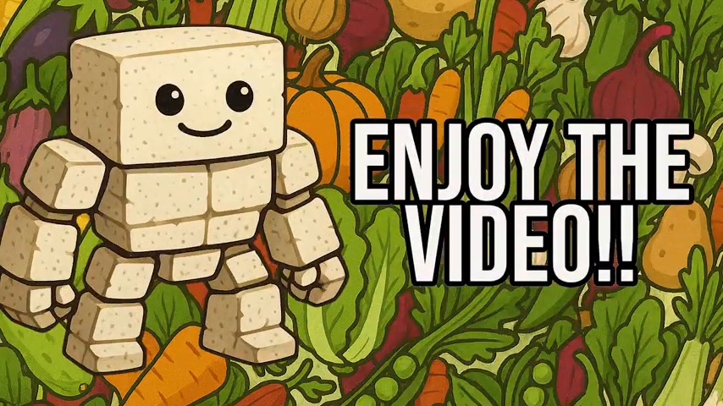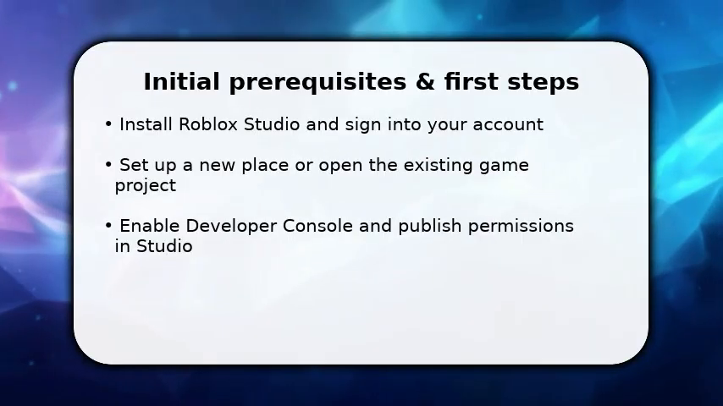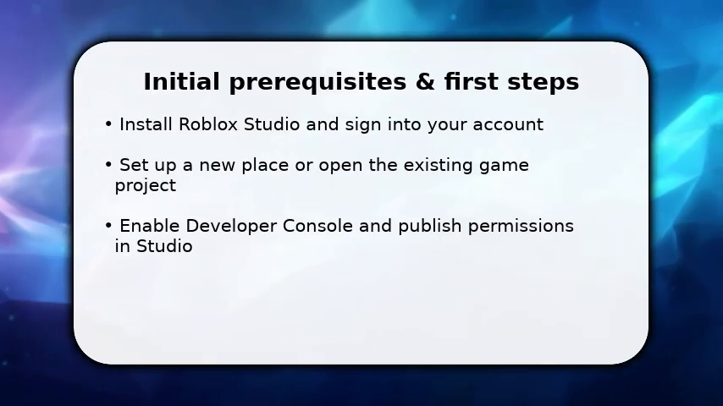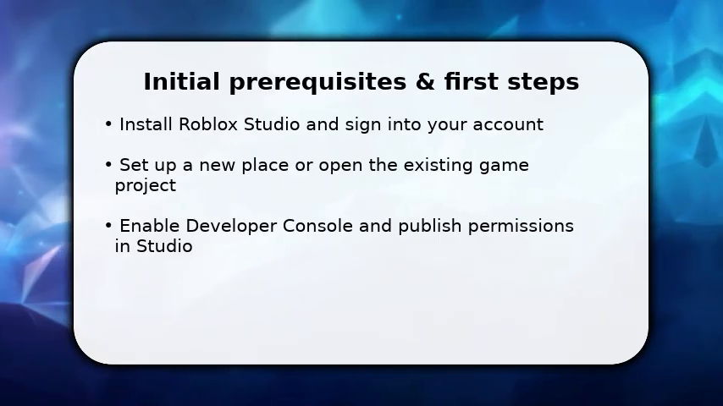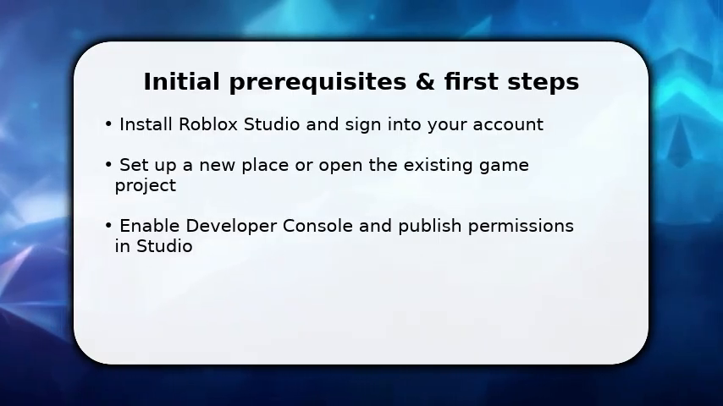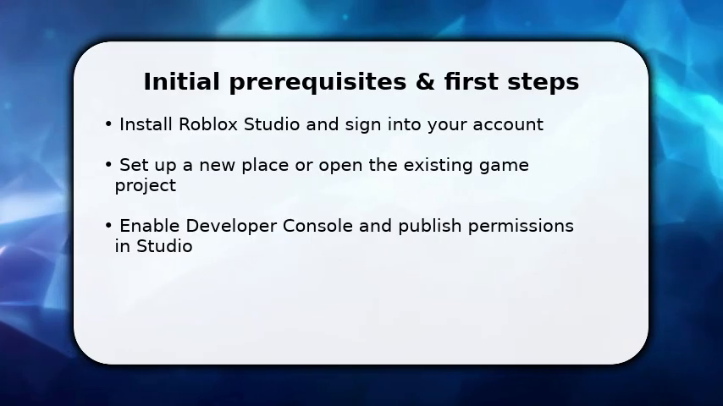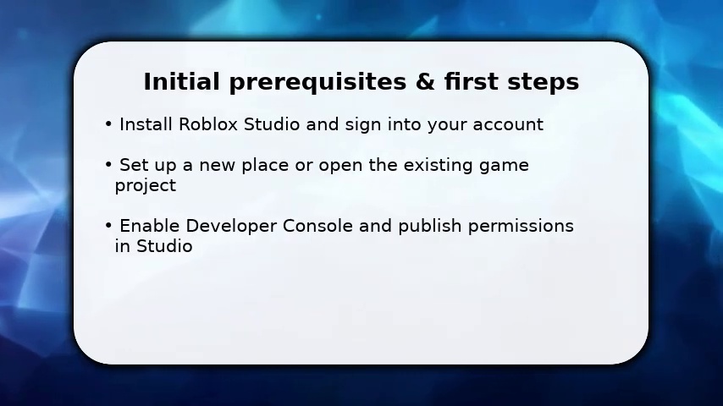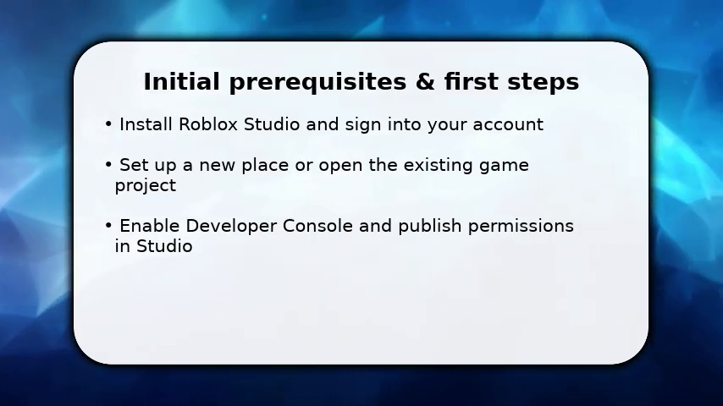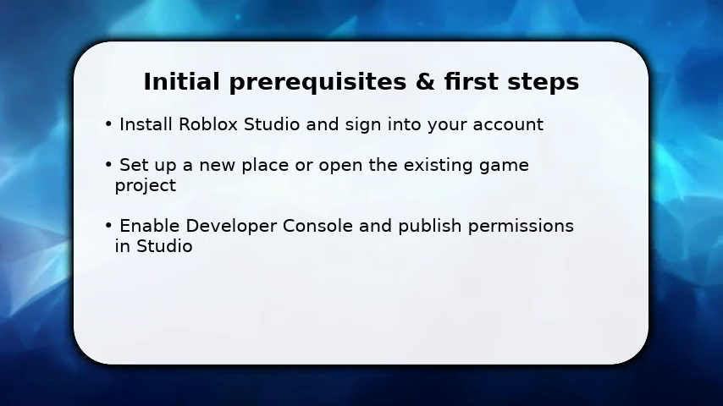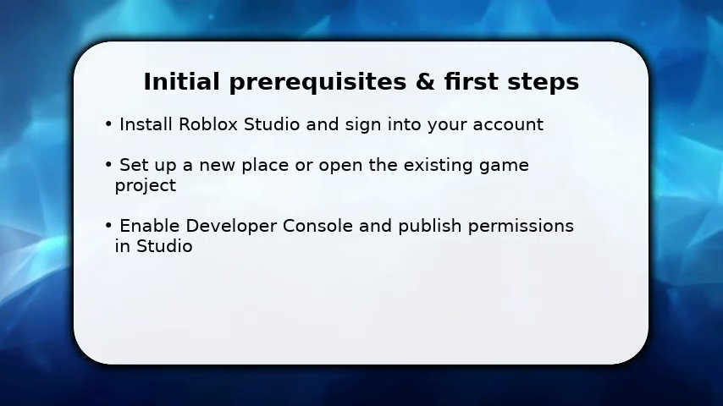Please enjoy the video. You now begin by confirming essentials: Studio installed, and your game published. Open the project, then enable API services and developer access so scripts can call deployment functions. Once done, create a ScreenGui and a TextButton in StarterGui to host the menu. Make a ModuleScript named DeployMenu for reusable UI logic.